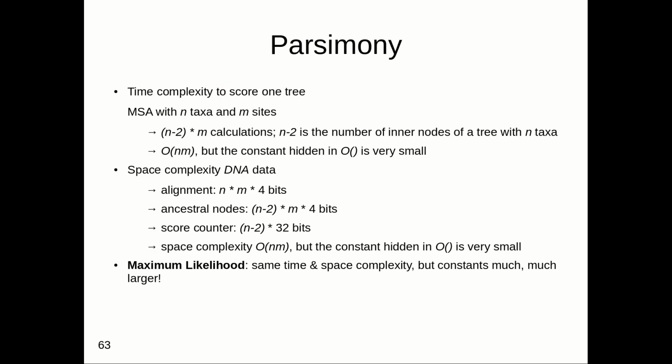Okay. Now let's look a little bit at some properties of the parsimony score. So what's the time complexity to score one tree? This is something we're interested in computer science, just to figure out how long our calculations will take and what are the main factors influencing execution time. So we have a multiple sequence alignment with n taxa and m sites, and what we need to do, if we have a given fixed tree, is visit every inner node once.